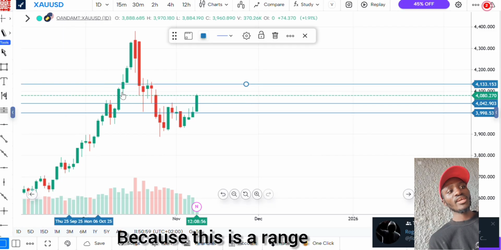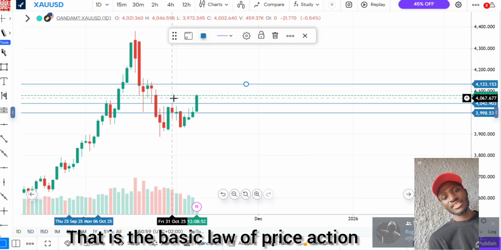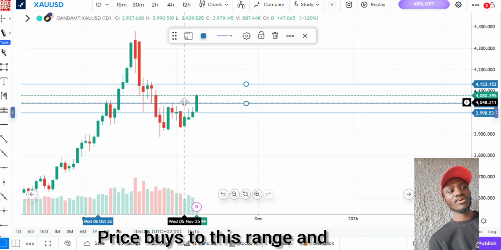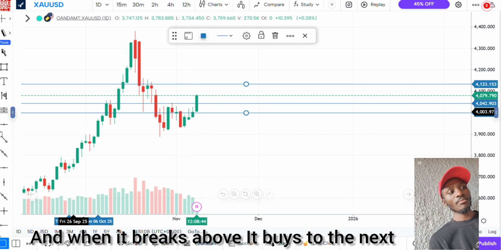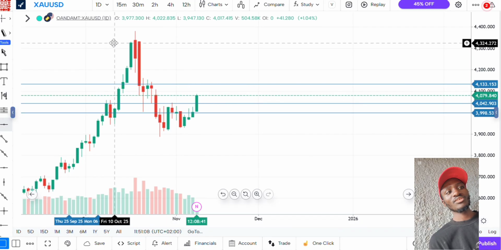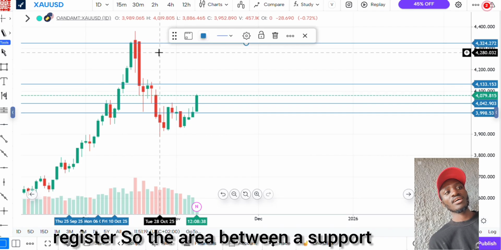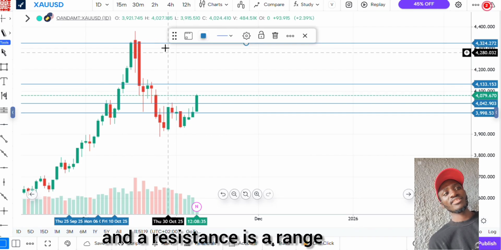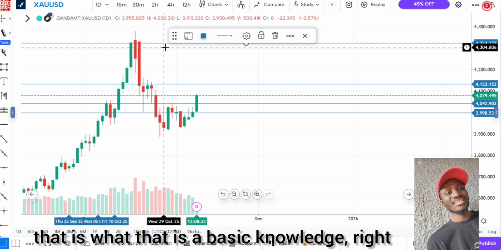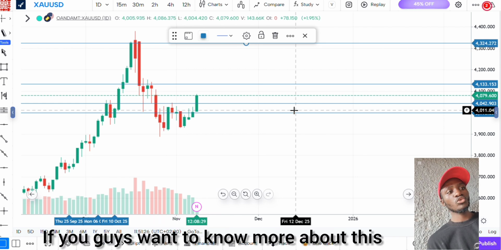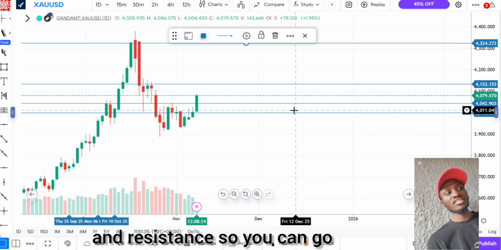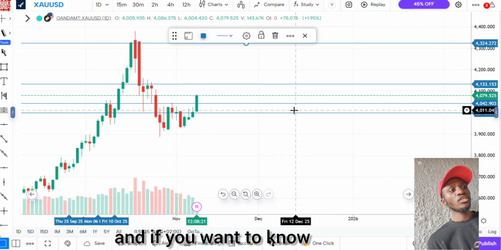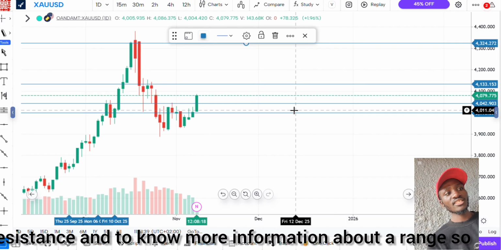Why? Because this is a range. That is the basic law of price action, right? Price buys to this range, and when it breaks above, it buys to the next range, to the next resistance, which is that. So the area between a support and a resistance is a range. That is our basic knowledge, right? If you guys want to know more about this, I made a video on how to draw support and resistance, so you can go and check that video to know more information about a range.